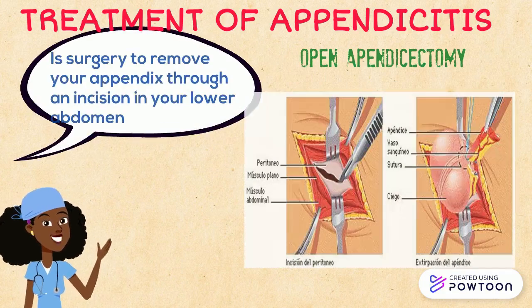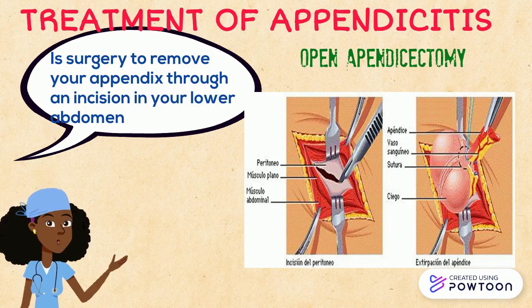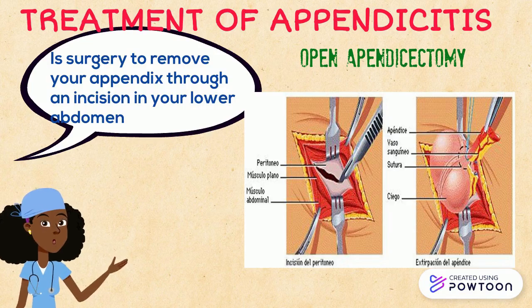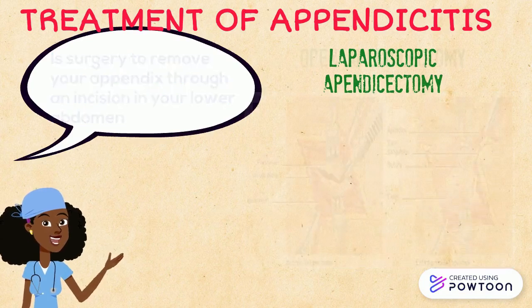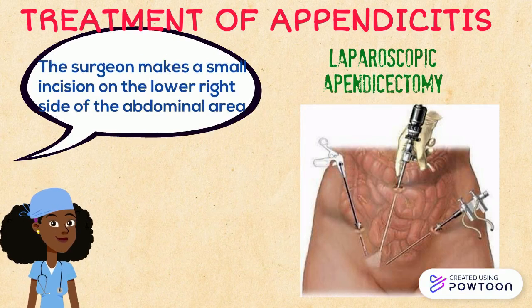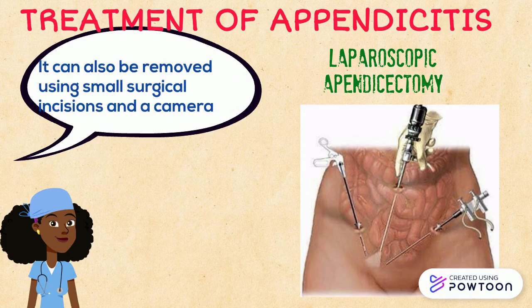Open appendicectomy is surgery to remove your appendix through an incision in your lower abdomen. In laparoscopic appendicectomy, the surgeon makes a small incision on the lower right side of the abdominal area. It can also be removed using small surgical incisions and a camera.